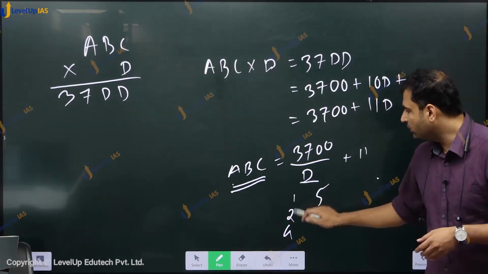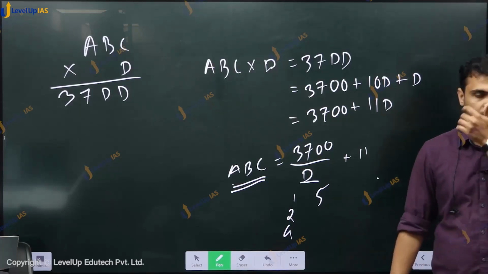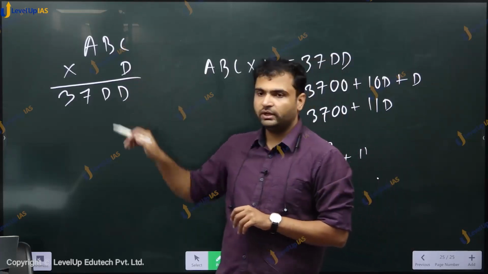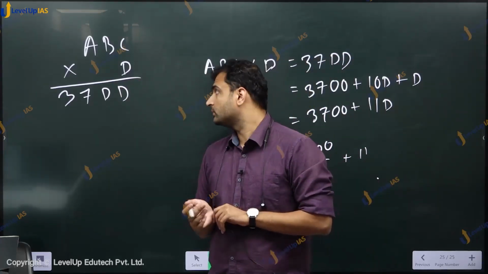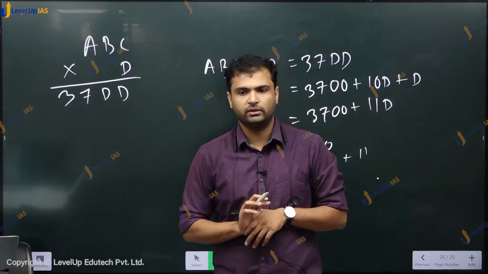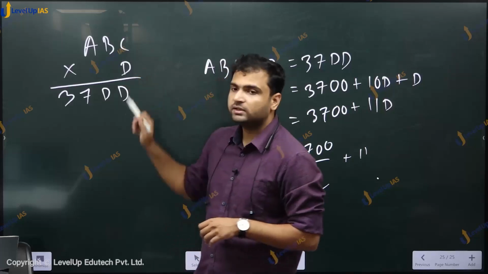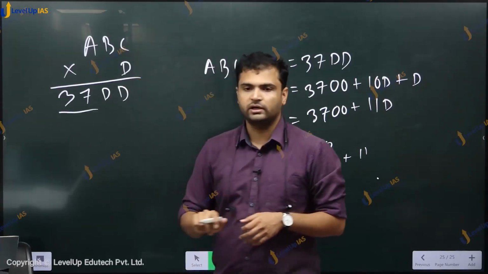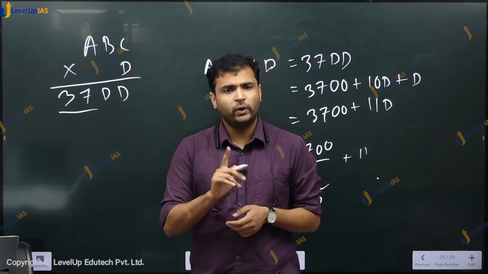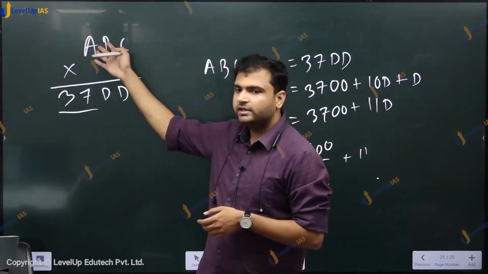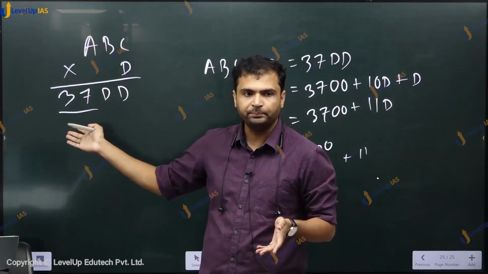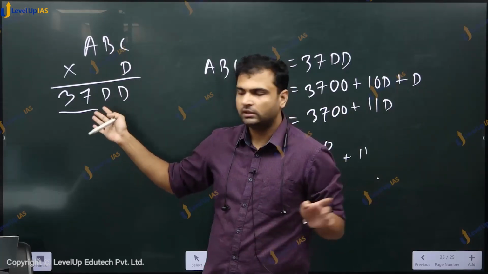So D can only be 1, 2, 4 and 5. Only these options for D are there. But ABC is a 3-digit number. And we are multiplying this ABC by a single digit and getting an answer of 3700 something. Right? So can this D be 1? 3-digit number into 1, वही सेम डिजिट होगा ना, सेम ABC होगा, तो 3700 तो नहीं है वो, तो D cannot be 1. Can D be 2?